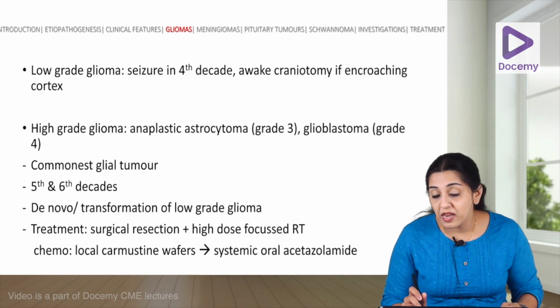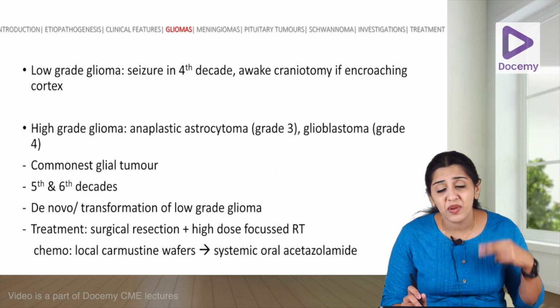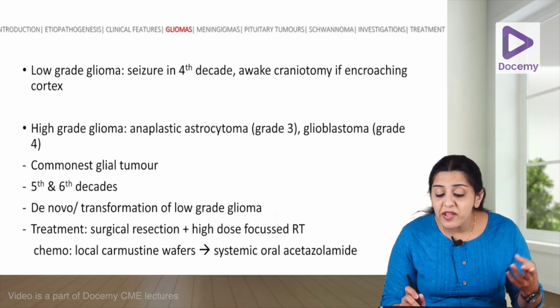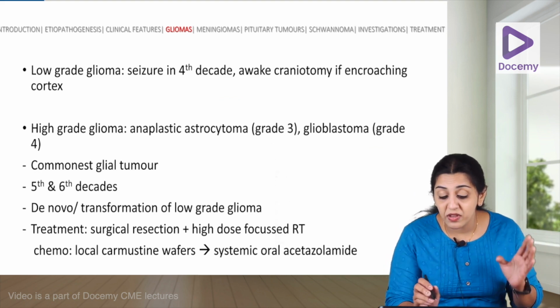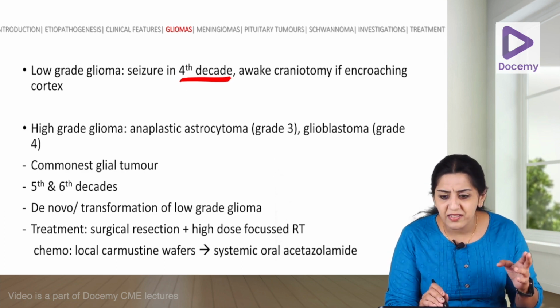Next, about gliomas again, is low grade. Two types of gliomas, the low grade gliomas as well as the high grade one. In low grade gliomas, seizure is typical. Okay, seizure especially in the 4th decade. What is the 4th decade? 30 to 40 years, right?